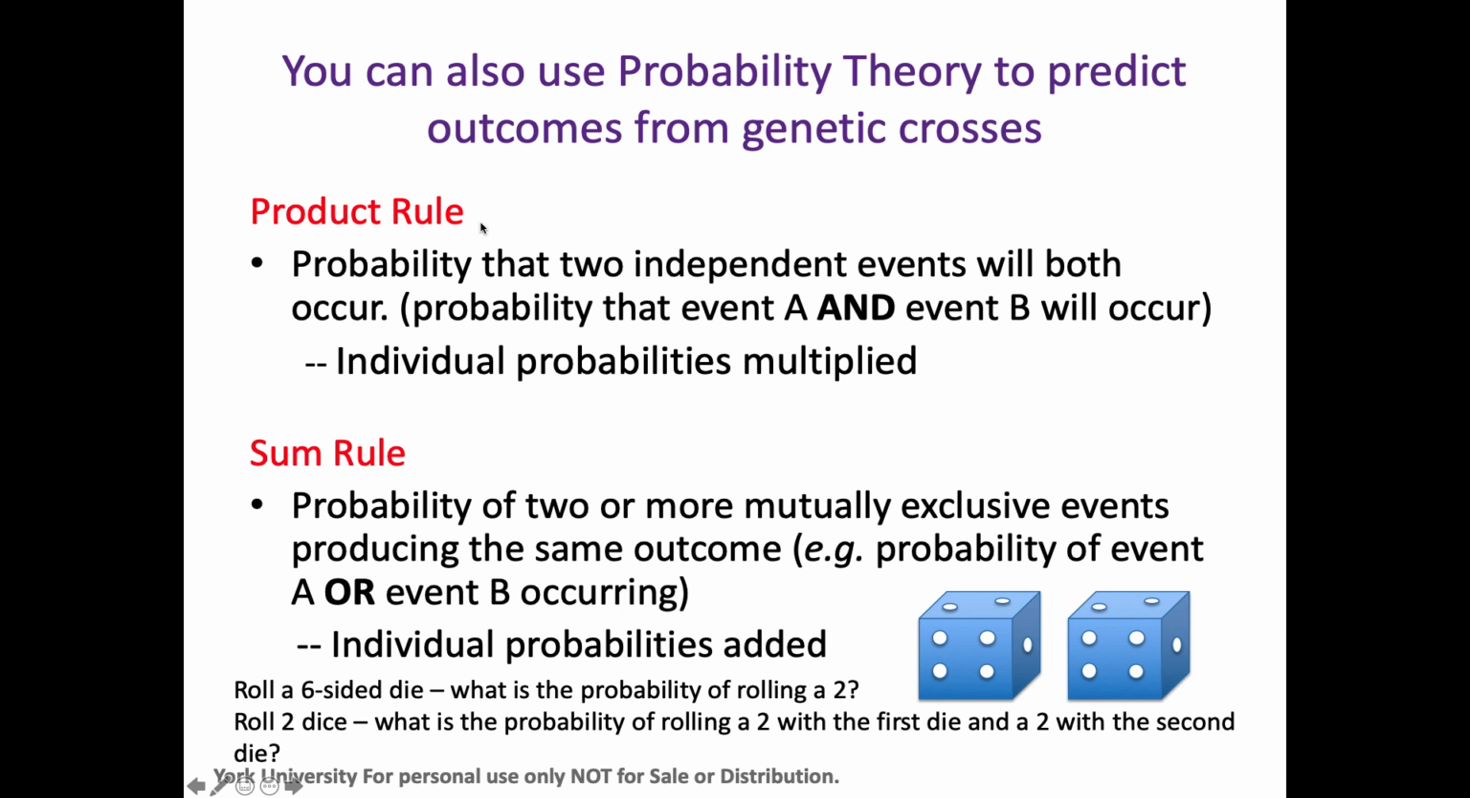I hope you can recognize the product rule here. The probability of rolling a 2 with the first die is 1 out of 6, and the probability of rolling a 2 with the second die is 1 out of 6. The probability of rolling these both at the same time together will be 1 out of 6 times 1 out of 6, which is equal to 1 out of 36.